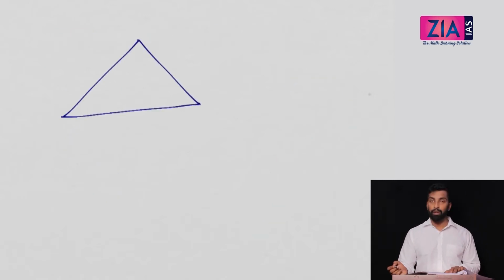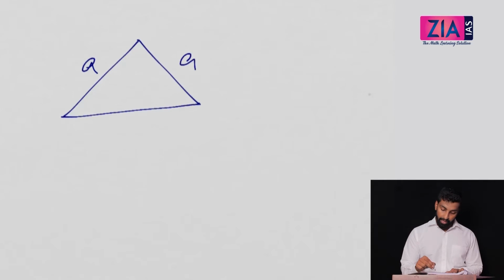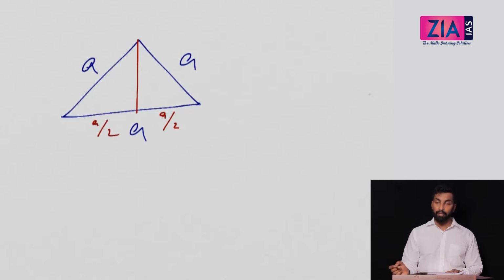Now what if it's an equilateral triangle? All the sides are equal, right? So this will be A, this will be A, this will be A. Now how will you find the area? What you can do is drop a perpendicular here. If you drop a perpendicular, it will bisect the base. So this will be A by 2 and this will be A by 2, right? So you know this is A by 2, this is A.